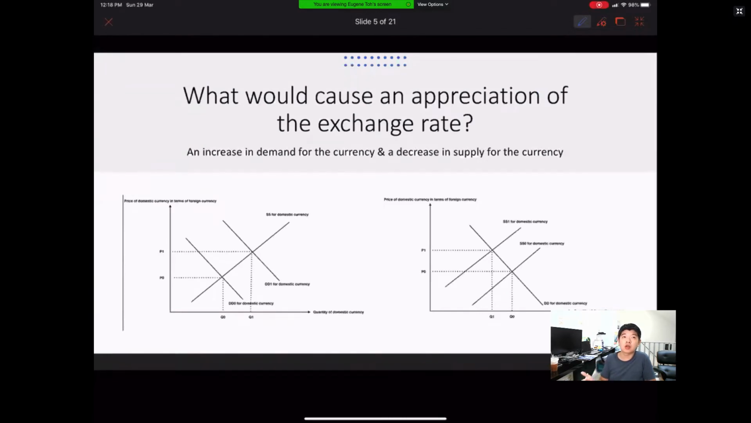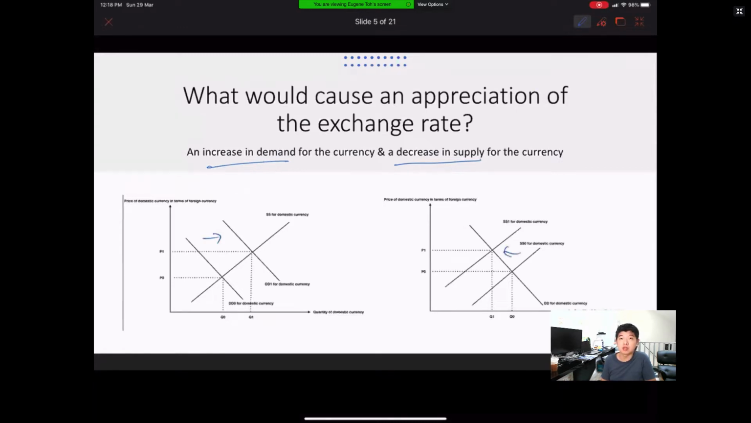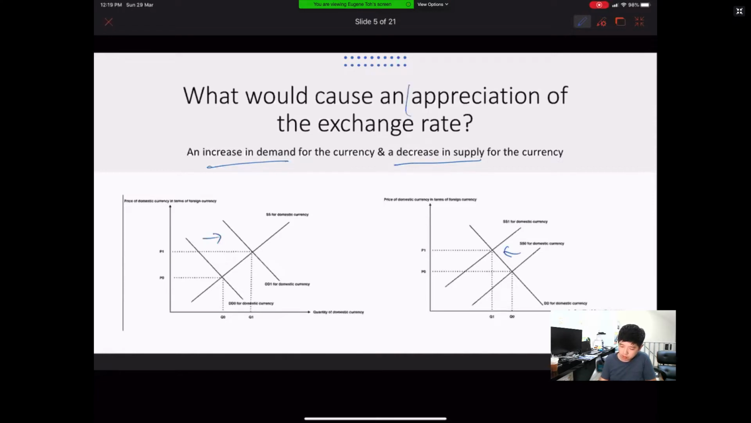So what can cause your currency to appreciate? Your currency will appreciate if you have either an increase in demand or a decrease in supply. An increase in demand is demonstrated by a rightward shift of the demand curve from DD0 to DD1, whereas a fall in supply is reflected by a leftward shift in the supply curve from SS0 to SS1. Any questions so far? That will cause an appreciation of the currency.